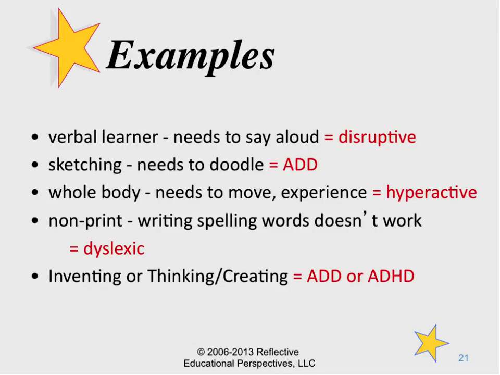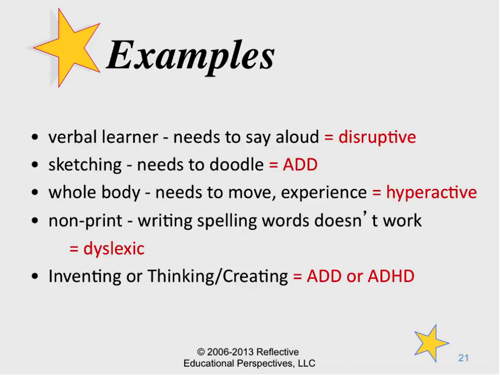All right, so here are some examples. The verbal learner who needs to say things out loud, talk it out, discuss, they're often labeled disruptive. A sketching learner who needs to doodle is often labeled ADD because what we say is, oh, look, they're not paying attention. They're not focusing on the information. They're in their own world. Whole body, they need to move and experience their learning.